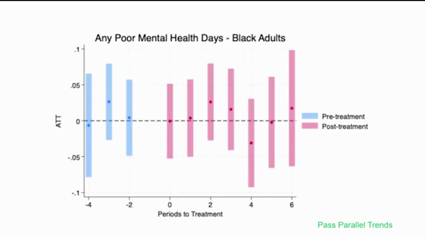And these are Black adults. What really disturbed me was, even though these are big confidence intervals, we're going above the line here. We drop a little bit, but then it's still above.